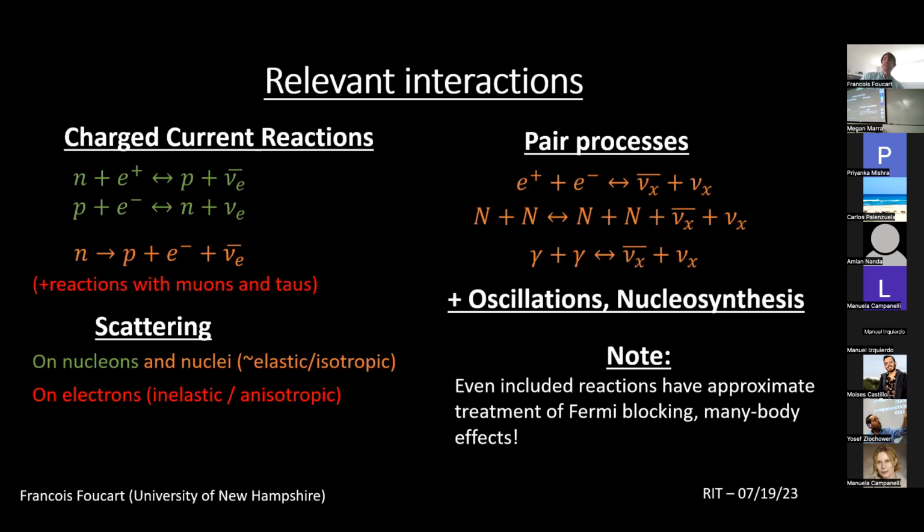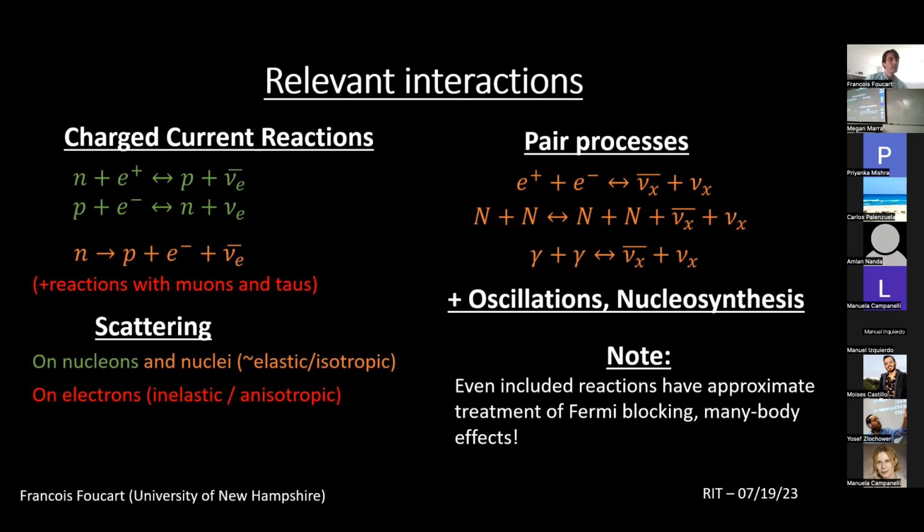So let's dig a little deeper now and look at the reactions that need to be included if you want to capture these neutrino-matter interactions, looking even very roughly at capturing the first order effects in these systems. The first thing that you need to include, and pretty much every simulation including neutrinos in some form in mergers does include, are the charged current reactions for electron-type neutrinos.